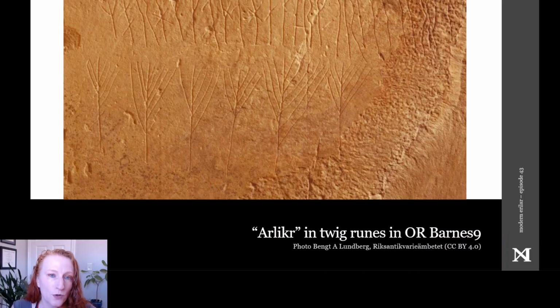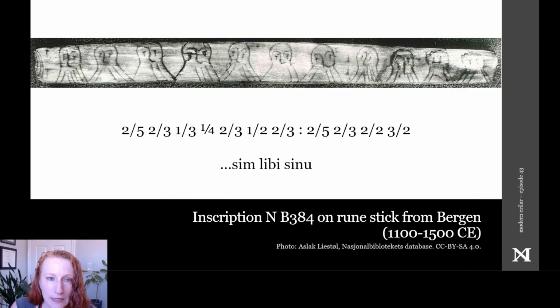These Twig runes also appear in O.R. Barnes 20 here in Maes Howe and at O.R. 4 at the Ring of Brodgar, about 3 kilometers away. In addition to looking a little like trees here, Twig runes can take on some fantastic forms. For example, this runestick from Bergen features bearded faces, where the coordinates are expressed in the lines of the beard to write the phrase, as one's life. The rest of the message is broken off, so unfortunately that's all we can read.